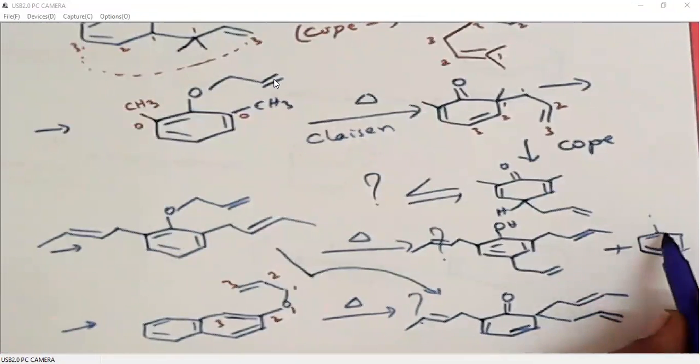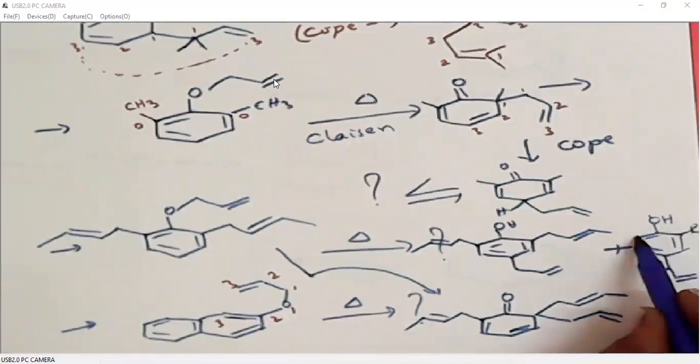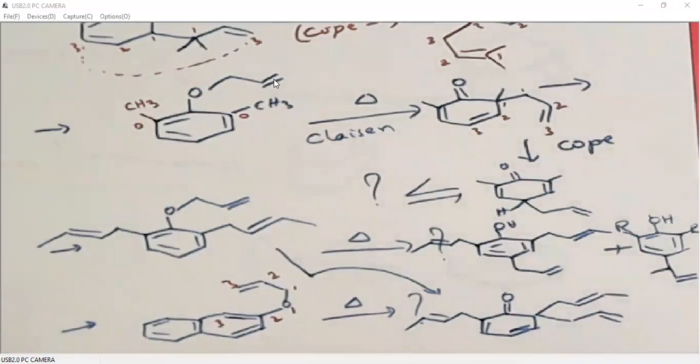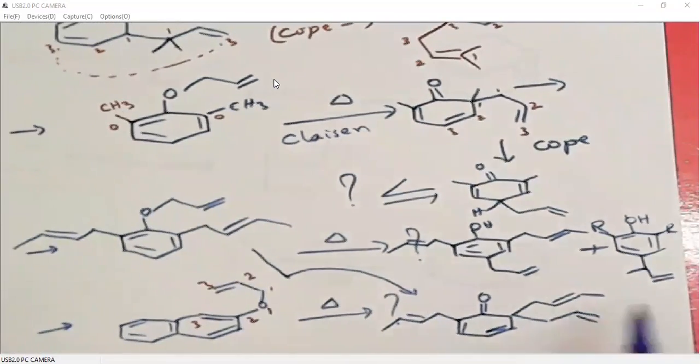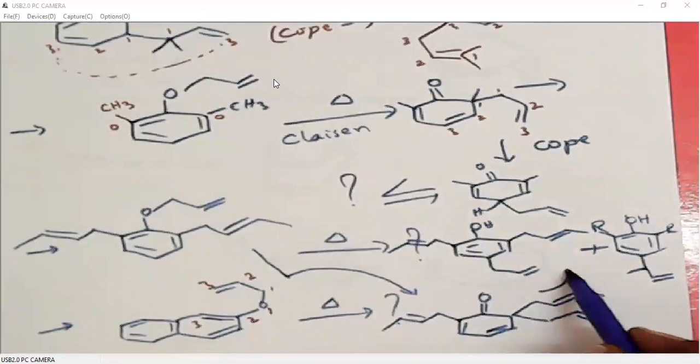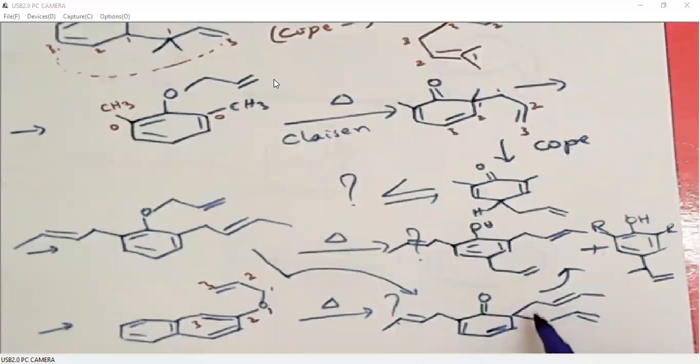Yeah, I'll just write this. Okay, it's not fitting here. So there are two possible products after Claisen rearrangement. These two allylic systems may involve in a Cope rearrangement. If this involves in Cope rearrangement, this is the product. If this involves in Cope rearrangement, then it is the product. Okay.